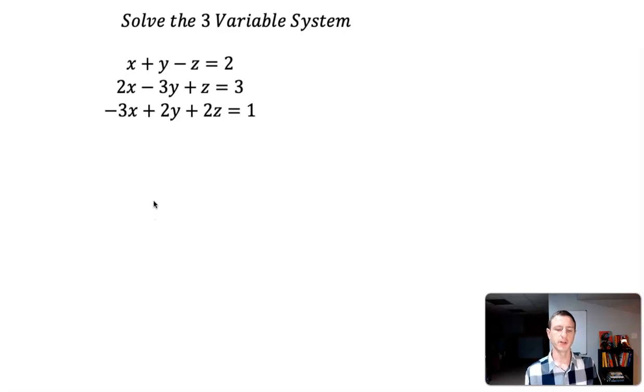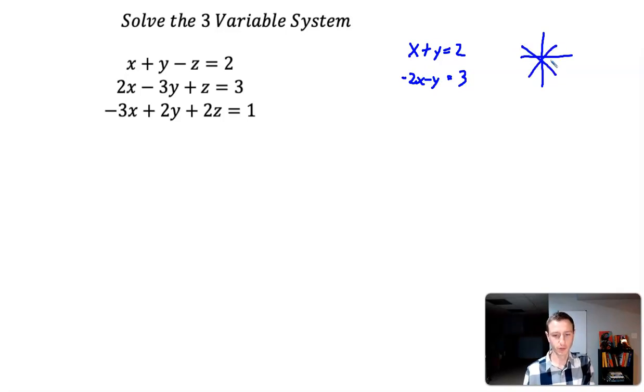What we're looking at here is solving a three-variable system. This is the same as a two-variable system, like if we had x plus y equals 2, and another equation, let's just say negative 2x minus y equals 3, just making up some numbers. That's a two-variable system. We would solve for x and y, indicating the ordered pair where these two lines would intersect at a single point.